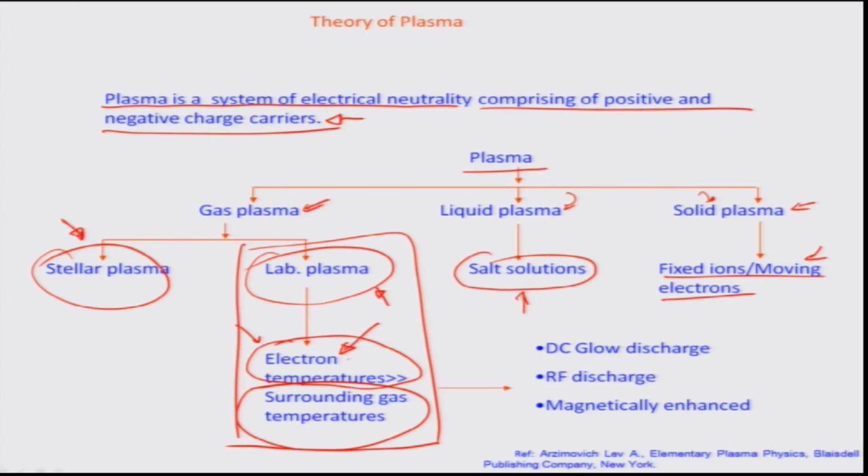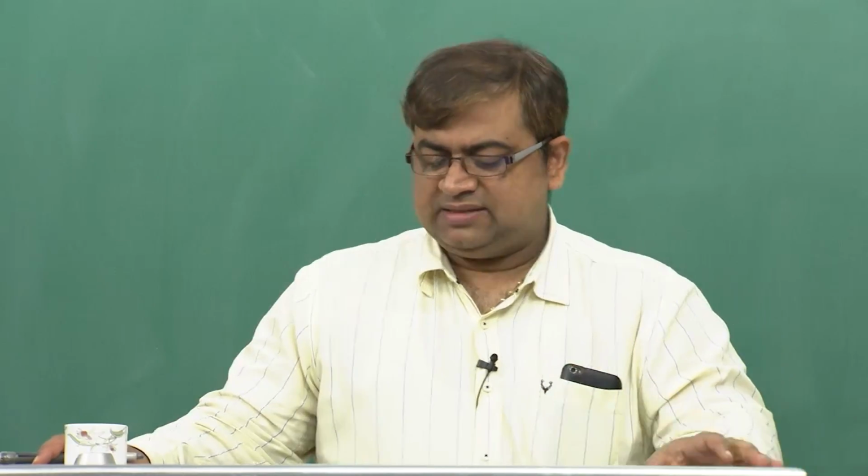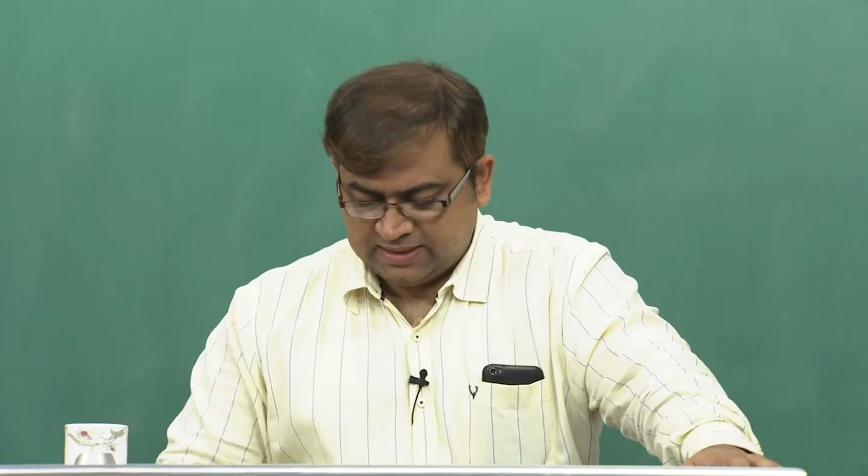How we increase or enhance the electron temperature is a big question, and there are many means to do that. One of them is called DC glow discharge, then there is RF discharge, and there is magnetically enhanced plasma. These are the three most basic forms of plasmas which are very widely used. I am going to cover these one by one with some animations or schematics which would talk about the basics of these plasma systems.